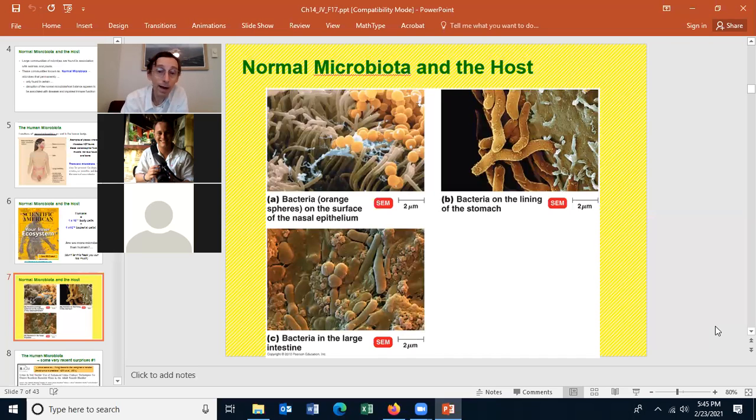What else did I want to say about that? I don't remember. Here are a few pictures of the normal microbiota. Some orange cocci in the nasal epithelium. There are some rods in the lining of your stomach. I think these are smaller rods down here, but I'm not positive. Those are big rods. And then both rods and cocci in your large intestine. And then maybe right there, that would be a coccobacillus.